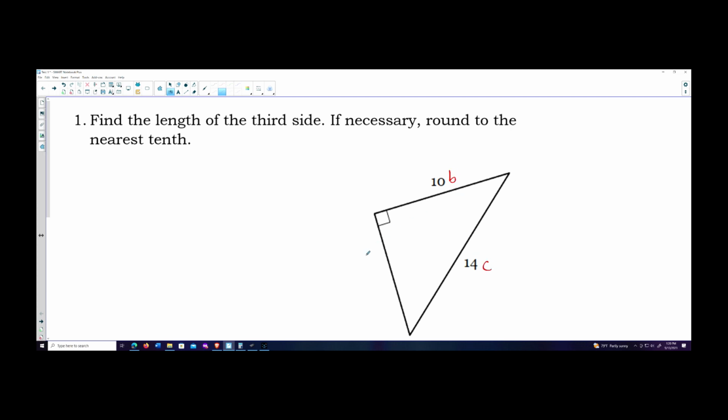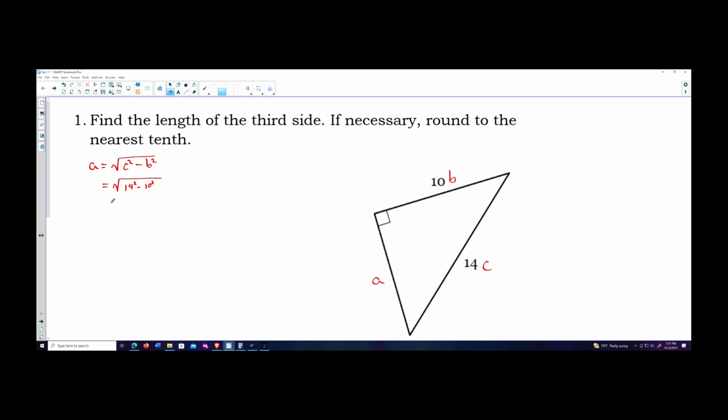So I'm going to name this leg B. I'm going to name the other leg A because I am looking for A. A equals the square root of C squared minus B squared. I just need to fill that in now. The square root of 14 squared minus 10 squared.